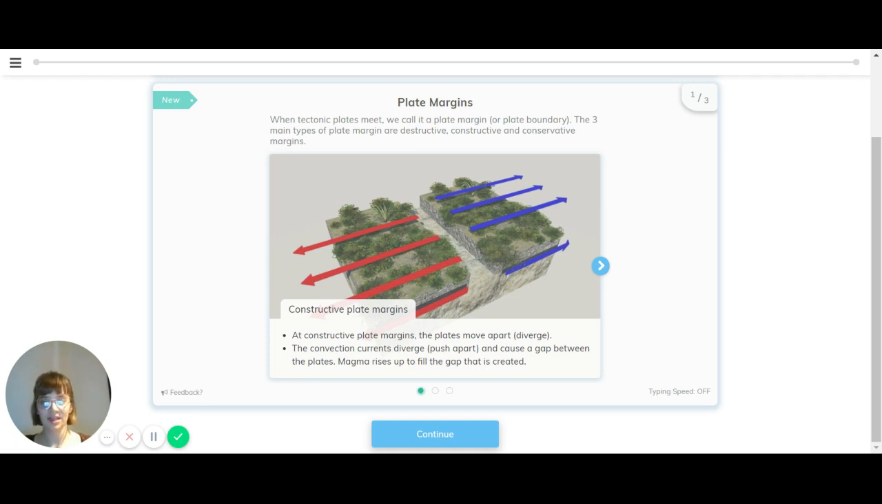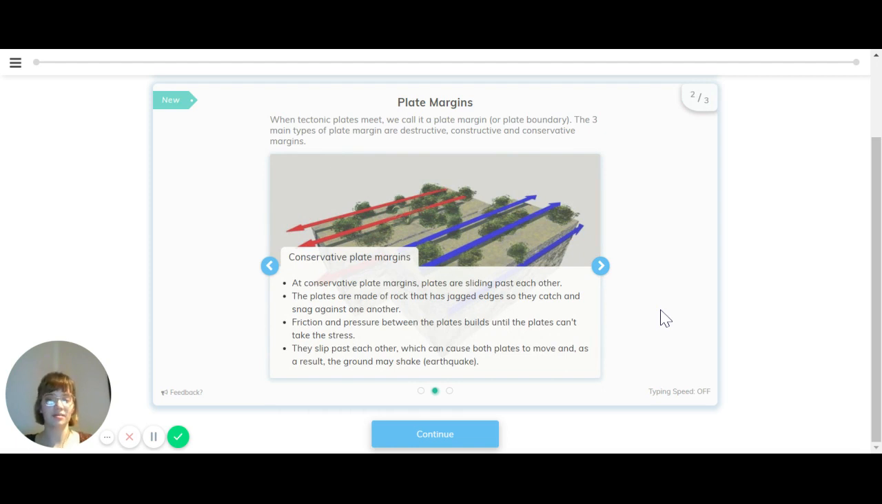Now, at constructive plate margins, the plates move apart. This is also known as when they diverge. So they diverge when they move apart, and this is what constructive plates do. The convection currents basically diverge and cause a gap between the plates, and the magma rises up to fill the gap that is created there.